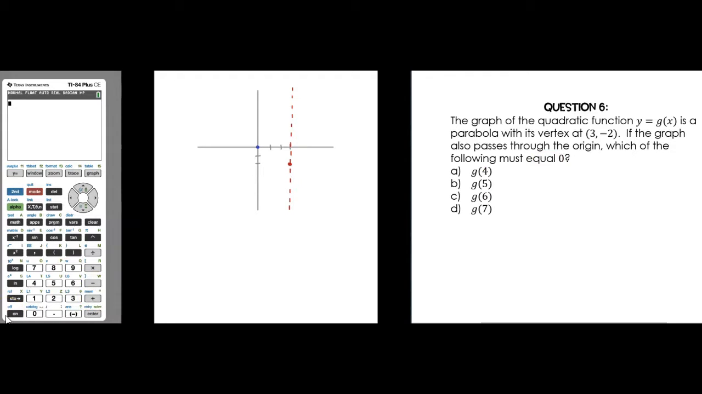From here, I'm going to do my very best to sketch a rough model of what this parabola might look like. It certainly does not have to be perfect. So something like this will be perfectly fine.